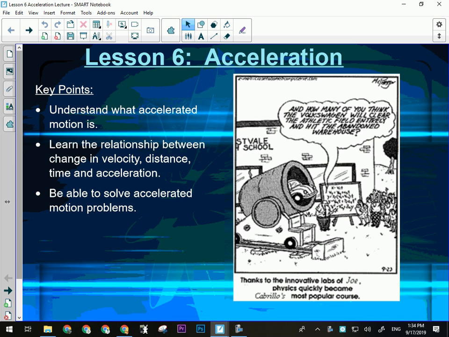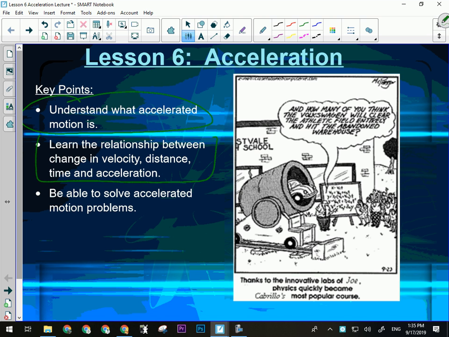Now remember, in physics, there's only acceleration. We don't typically use the word decelerate. There's acceleration that's positive or negative, and acceleration is any change in velocity. That's point number one. What is accelerated motion? Accelerated motion occurs when there is a change in velocity over time. Relationship between change in velocity, distance, time, and acceleration.